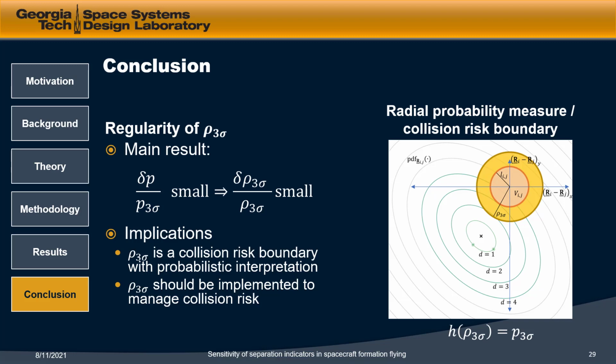This implies that ρ3σ can be correctly interpreted as a collision risk boundary in relative position space with probabilistic interpretation, and that this interpretation holds under statistical estimator errors to within some acceptable user tolerance. Therefore, we conclude that ρ3σ should be implemented in the practice of spacecraft formation flying as both a metric and measure in the quantification and management of collision risk.